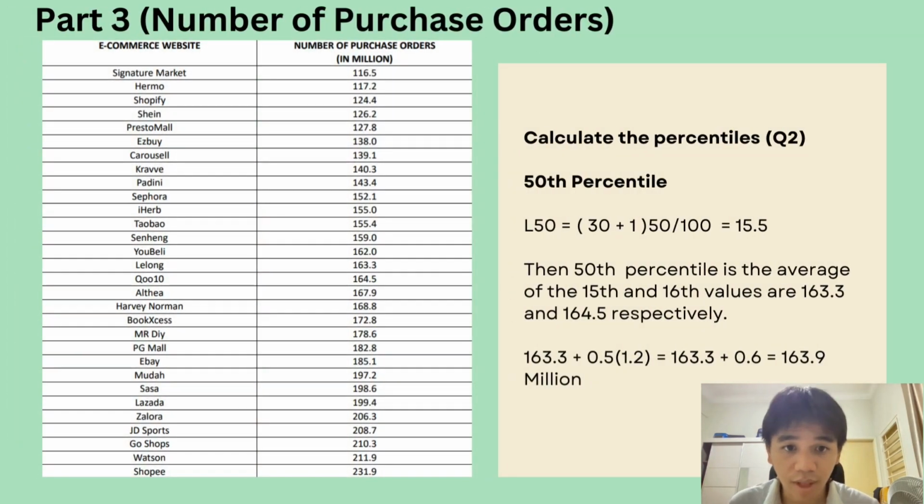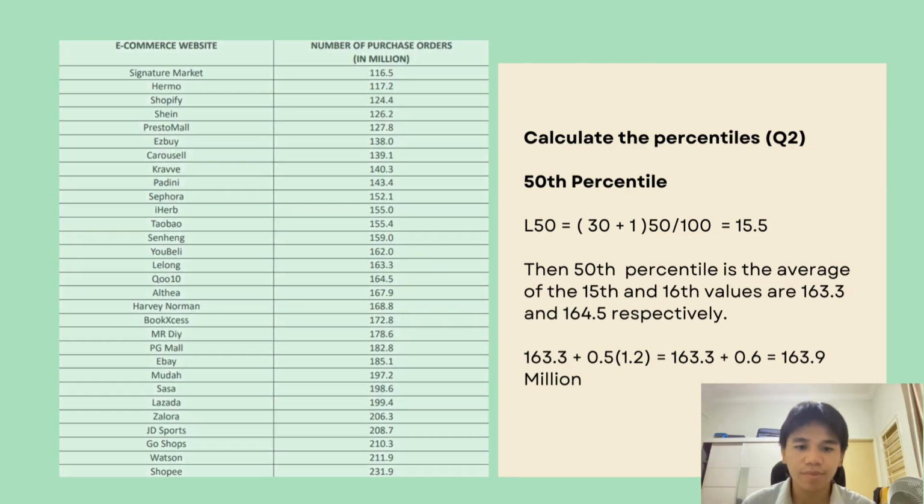For the second percentile, 30 plus 1 times 50 over 100 equals 15.5. Then the 50th percentile is the average of the 15th and 16th values, which are 163.3 and 164.5 respectively. We're going to use all the information, and it's going to be 163.3 plus 0.5 times 164.5 minus 163.3, which is 1.2, equal to 163.3 plus 0.6. The answer is going to be 163.9 million.